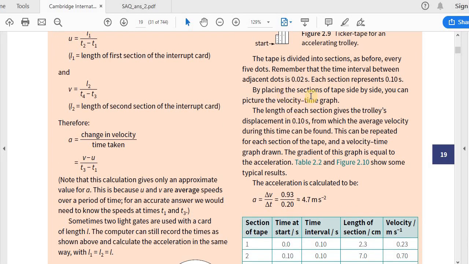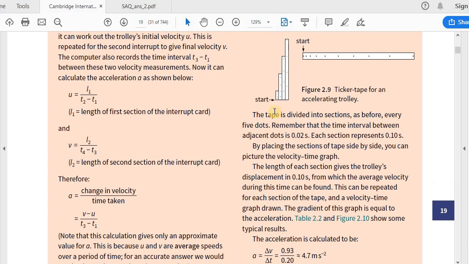Okay, so by placing the sections of tape side by side, you can picture the velocity time graph. The length of each section gives the trolley's displacement in 0.10 seconds, from which the average velocity during this time can be found. This can be repeated for each section of the tape, and a velocity time graph drawn. The gradient of this graph is equal to the acceleration. You know, the gradient of a velocity time graph is the acceleration.